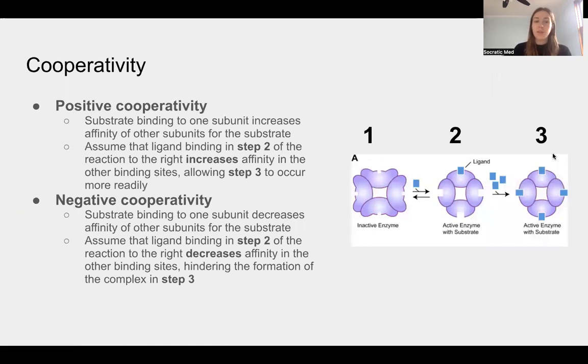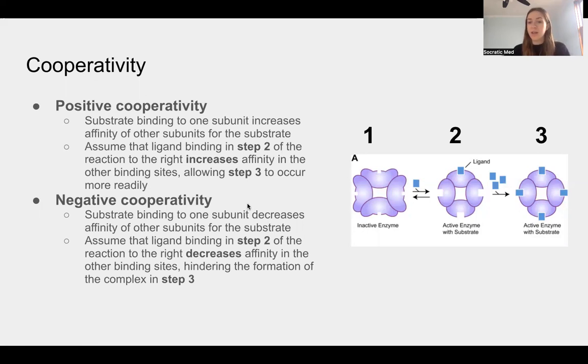So positive cooperativity is basically when substrate binding to one subunit increases the affinity of other subunits to the substrate. So here in this picture, we see we have one ligand bound in step 2, and you can see here how they pictured those active sites getting bigger. So this is a great example of positive cooperativity. So it's increasing the affinity for substrate in those active sites, allowing step 3 to occur more readily.